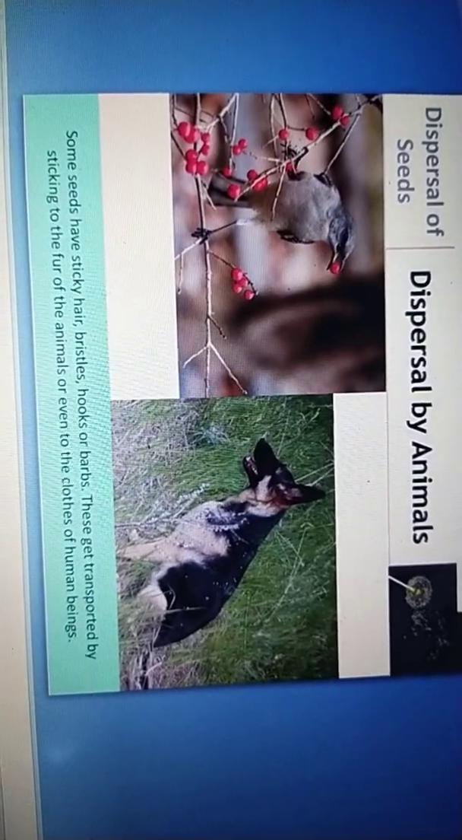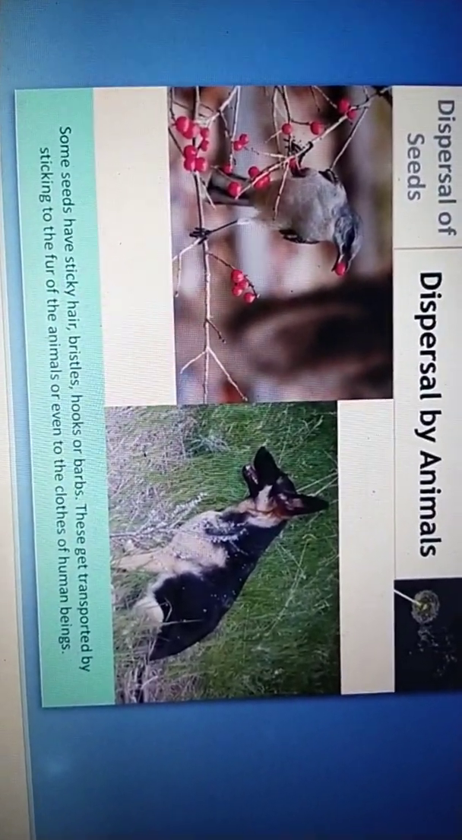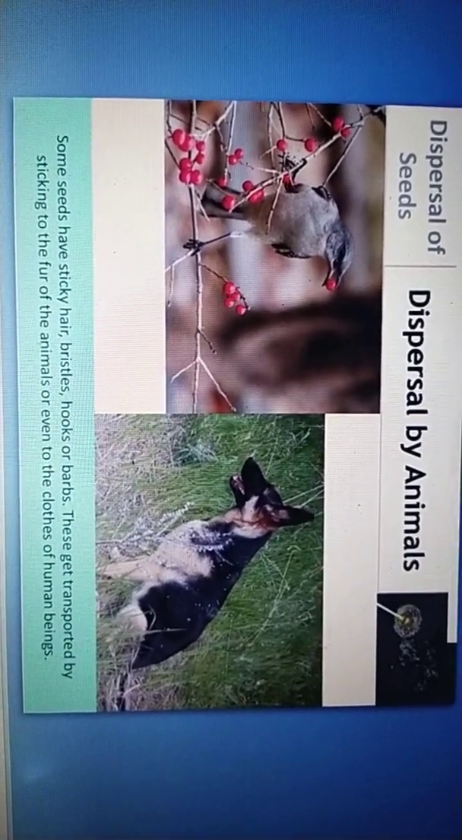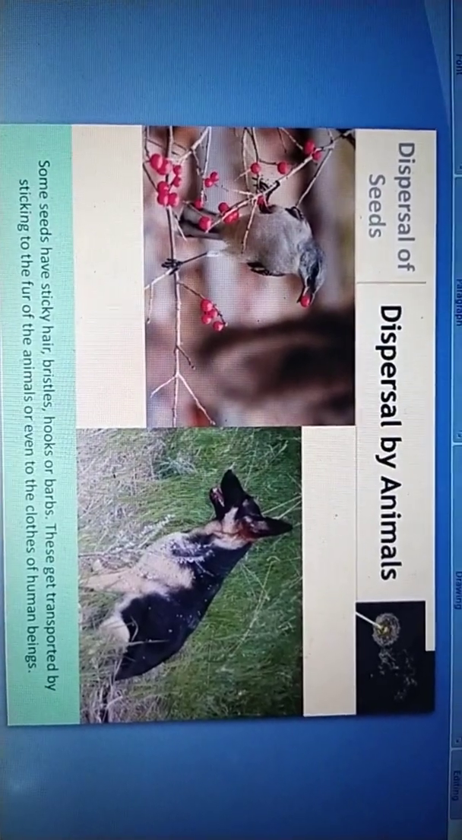Dispersal by animals. Some seeds have sticky hair, bristles, hooks or barbs. These get transported by sticking to the fur of the animals or even to the clothes of human beings.